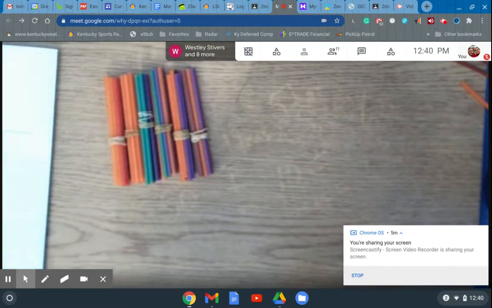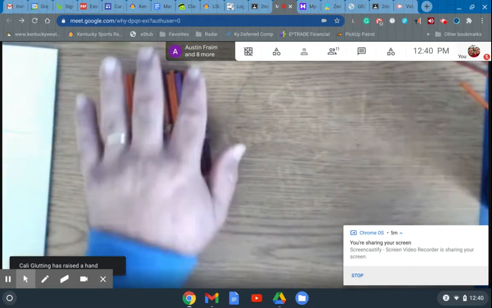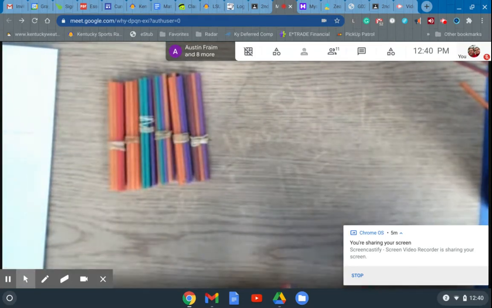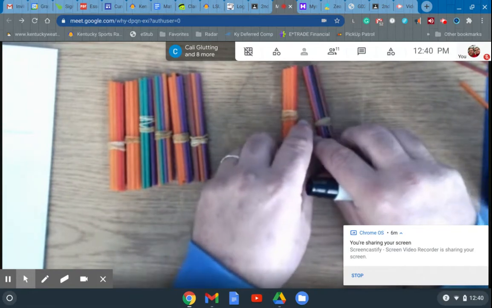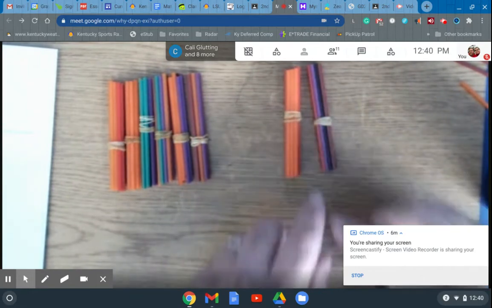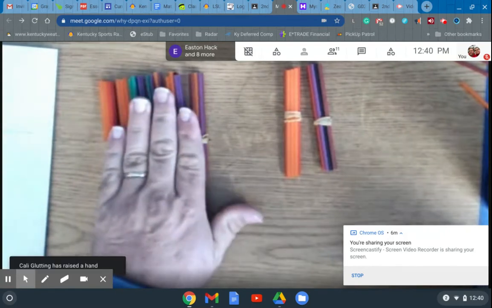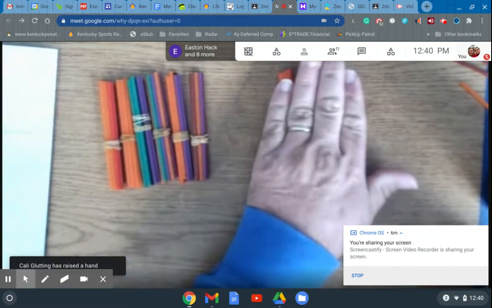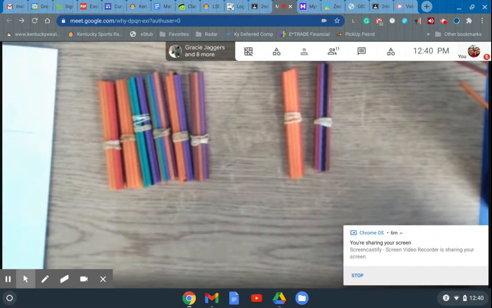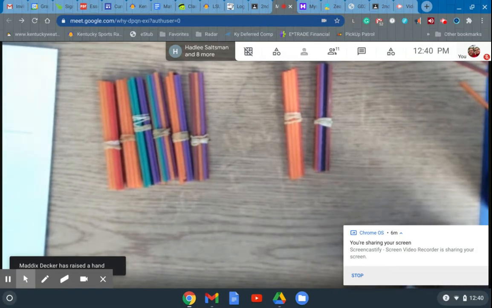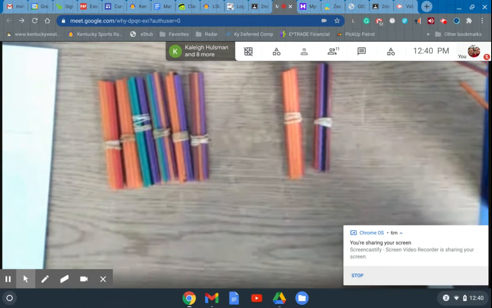I'm going to up the ante on you a little bit. I'm going to make you think a little bit harder. I'm not going to put 1 ten, I'm going to put 2 tens here. So this is where I started, and I'm adding this much. Let's see here, Wesley. What do you think I'm going to have when I put them all together?